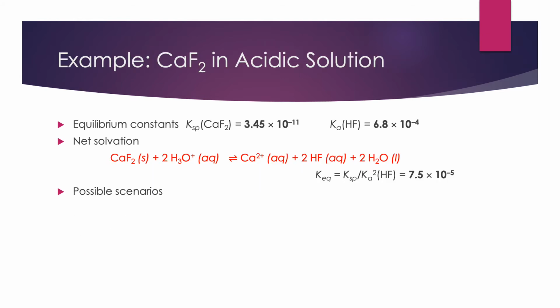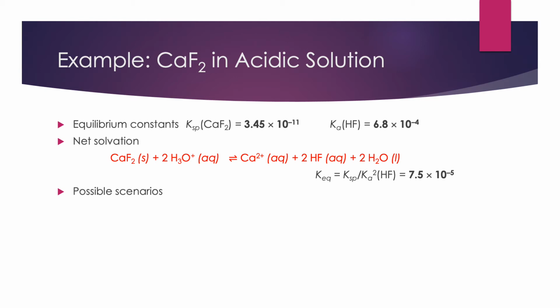So let's do an example using calcium fluoride. All right, here are our equilibrium constants. The KSP for calcium fluoride is 3.45 times 10 to the minus 11, and the Ka for the weak acid using the same anion, fluoride ions, the Ka for HF is 6.8 times 10 to the minus 4.